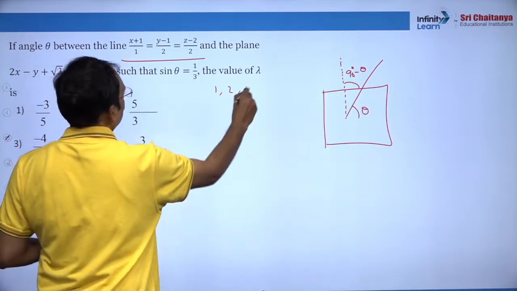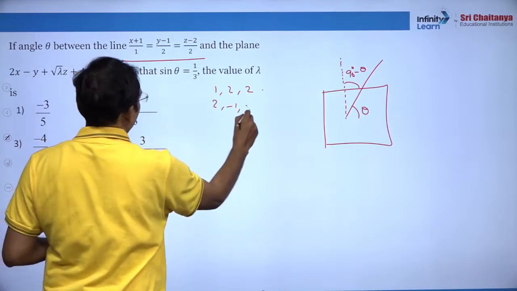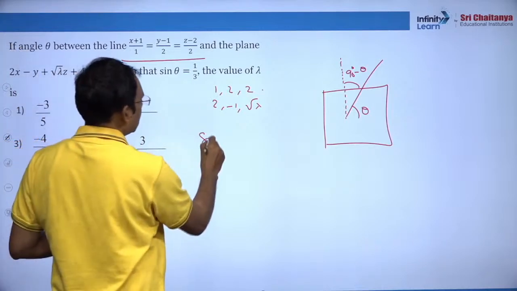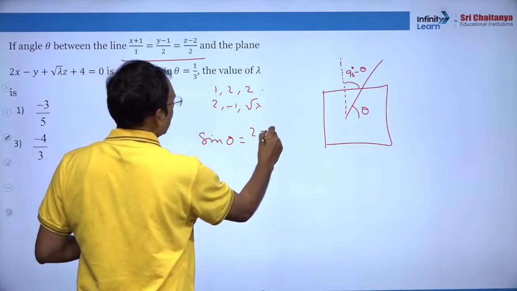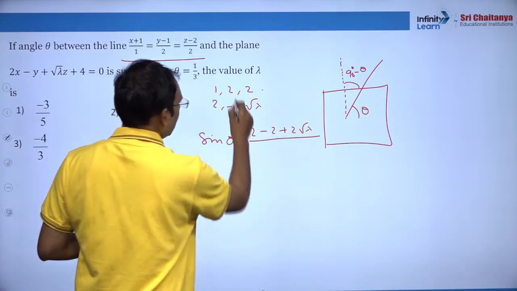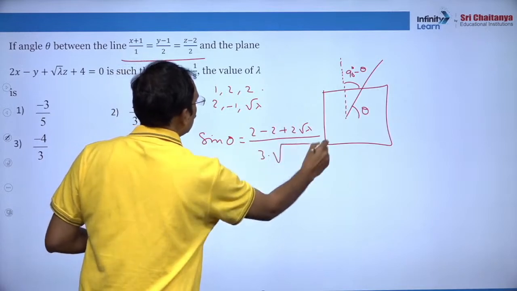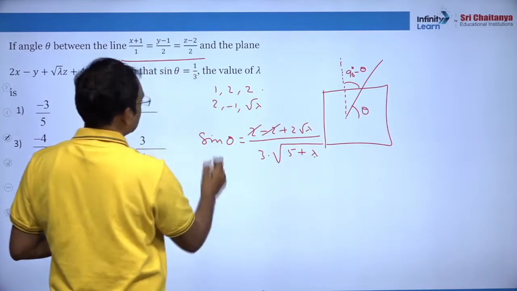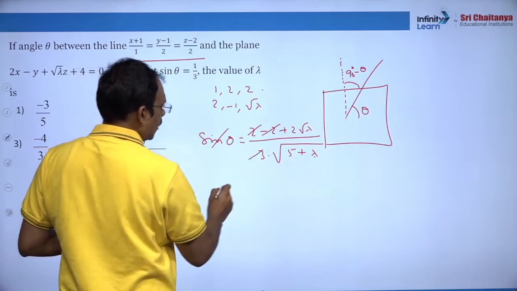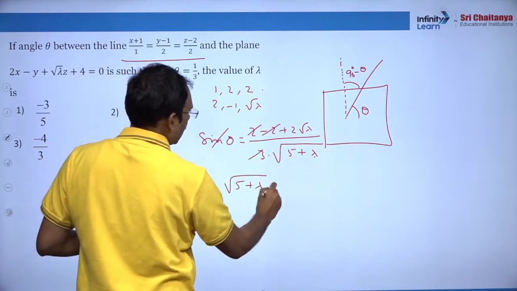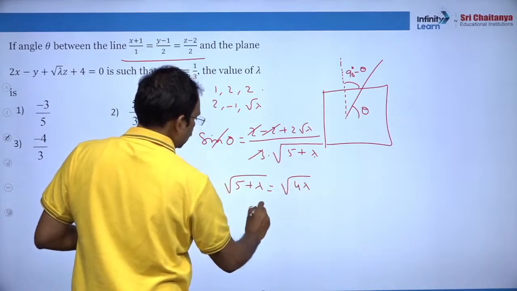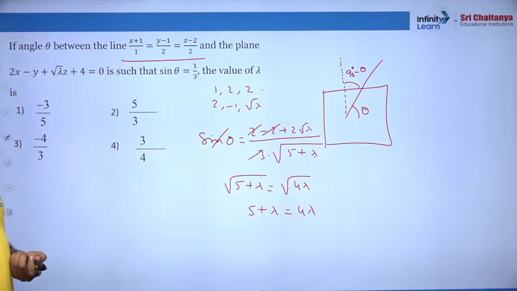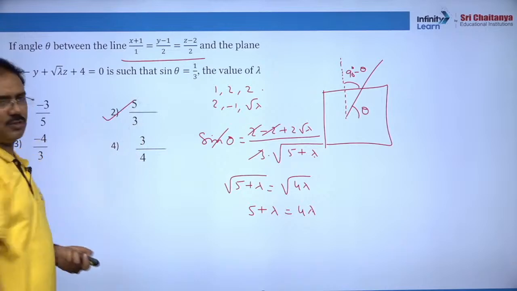First, line drs are 1, 2, normal drs are 2, minus 1, root lambda, angle between them is 90 minus theta, cos of 90 minus theta is sin theta, is a1a2 plus b1b2 plus c1c2 by, this is root 9 is 3 into root of 4 plus 1 plus lambda. These two got cancelled, sin theta is already given as 1 by 3, 3 also got cancelled. Root of 5 plus lambda is root 4 lambda. So 5 plus lambda is 4 lambda. So 3 lambda is 5, lambda is 5 by 3. That is it. Simple question.